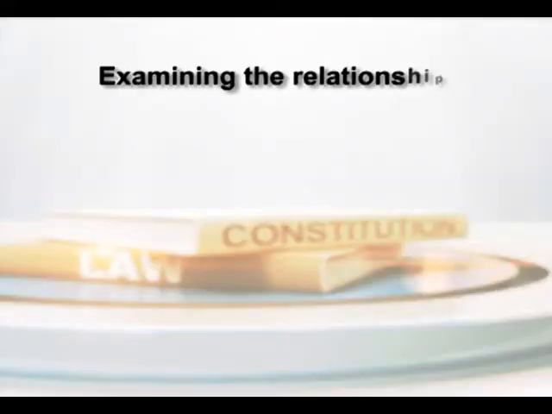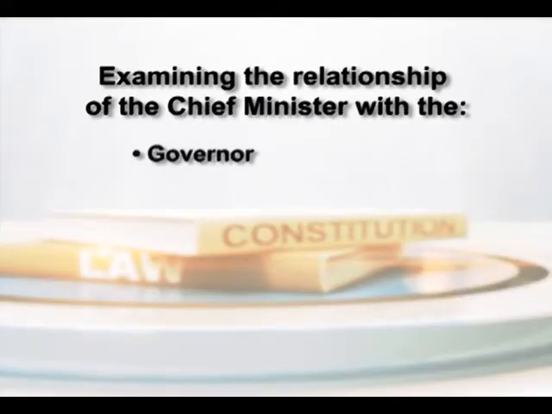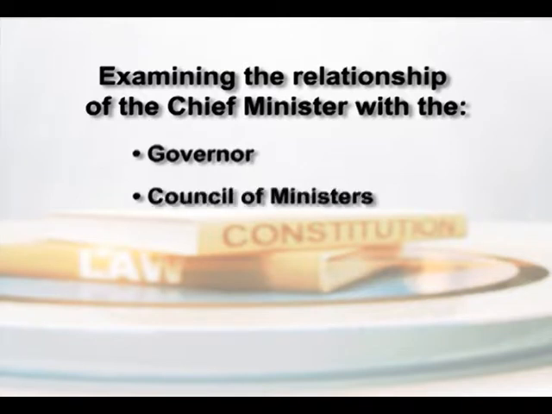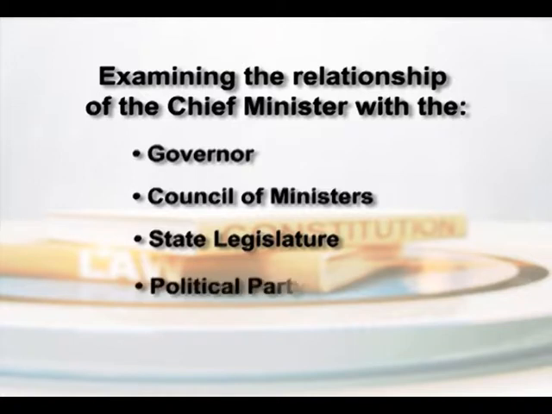Now let us see the powers and functions of the Chief Minister. The details of the powers and functions of the Chief Minister have not been mentioned in the Constitution of India. To have a clear idea about it, it is essential for us to examine the relation which the Chief Minister shares with the Governor, with the Council of Ministers, with the state legislature, with the political party, and above all with the people of the state.